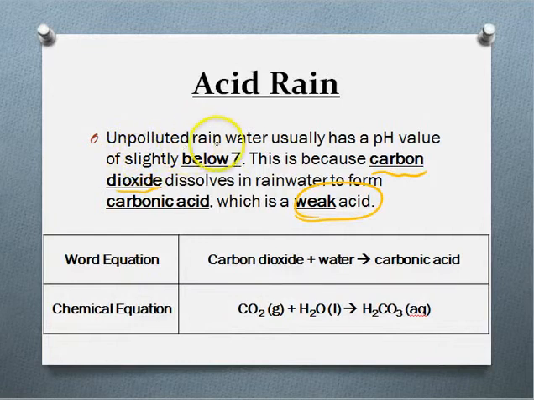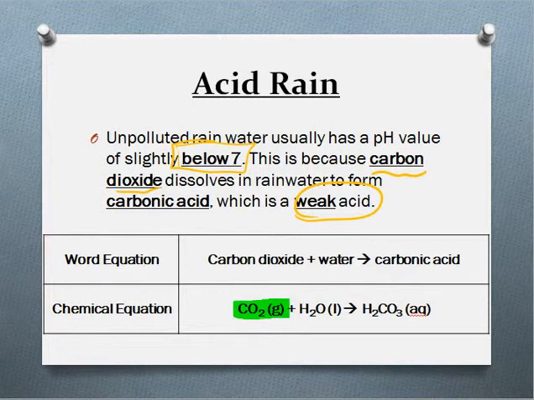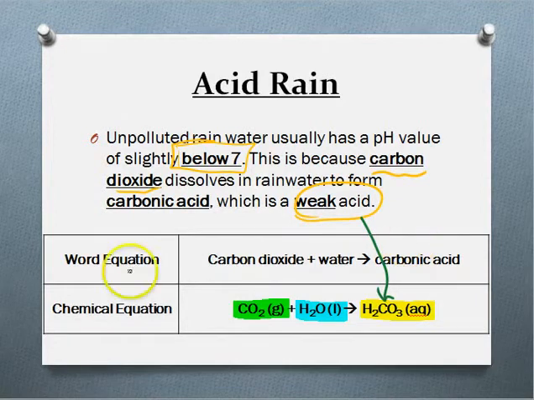So unpolluted rainwater usually is slightly below 7. This is because of your carbon dioxide, so it forms this thing called carbonic acid. You can see from the equation, carbon dioxide plus water gives you carbonic acid, and this is actually a weak acid.